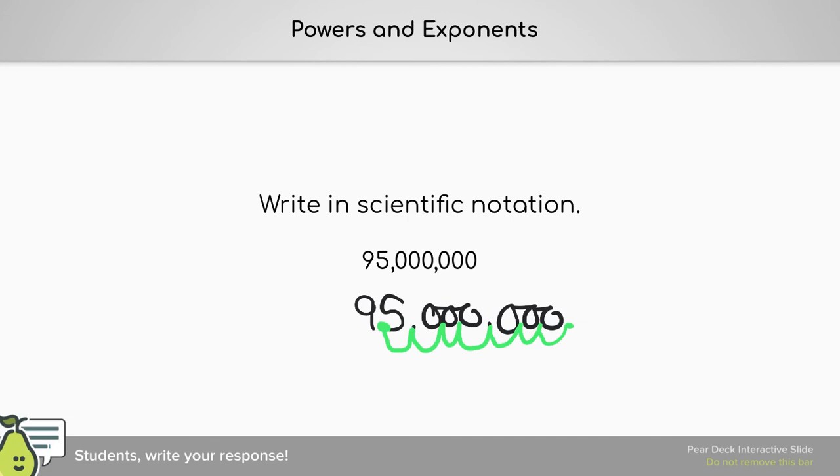Okay, so now we have 9.5, at least 1, but less than 10, times a power of 10. And how many times did we move our decimal? We moved it 1, 2, 3, 4, 5, 6, 7 times. To the left, we have a big number, so it'd be 10 to the positive 7th. So 9.5 times 10 to the 7th power is our answer in scientific notation.